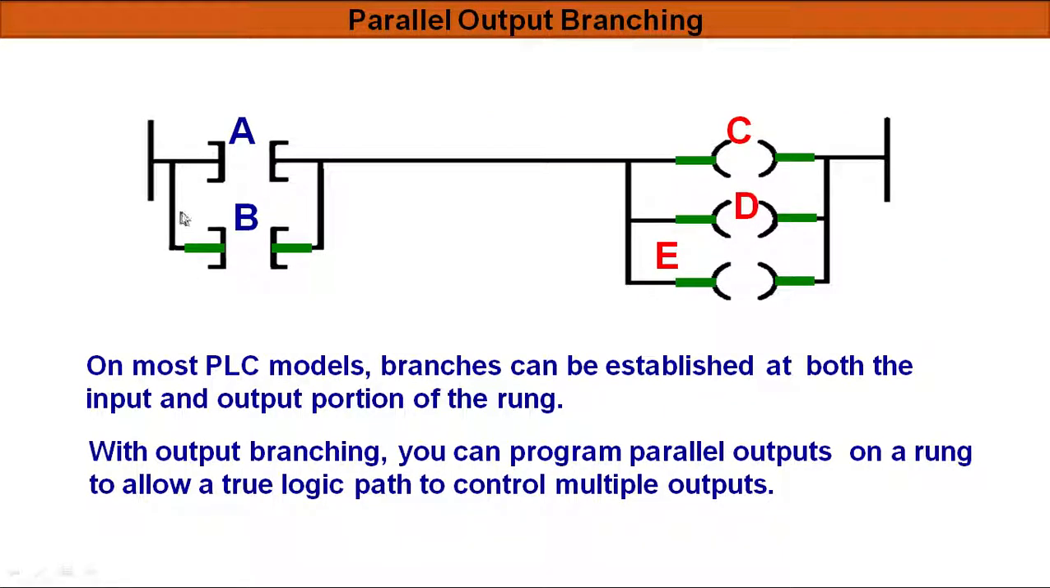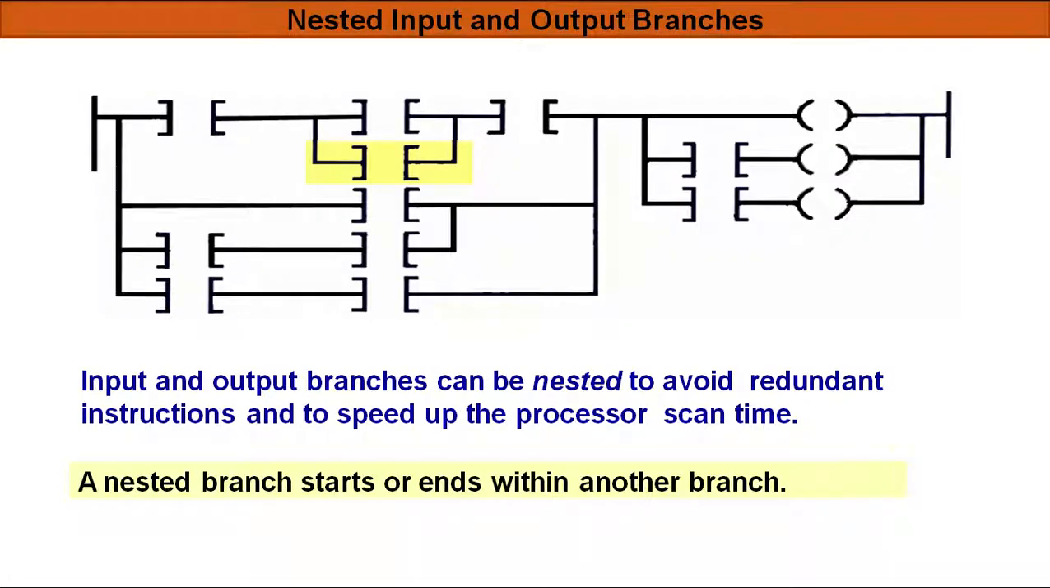Parallel output branching. On most PLC models, branches can be established at both the input and output portion of the rung. With output branching, you can program parallel outputs on a rung to allow a true logic path to control multiple outputs. You can control multiple outputs in parallel output branching. Parallel nested output, input and output branches. These are nesting, and then the output parallel.